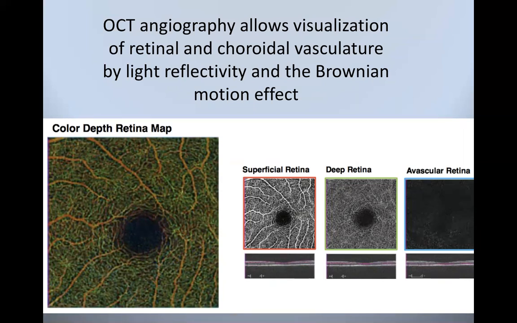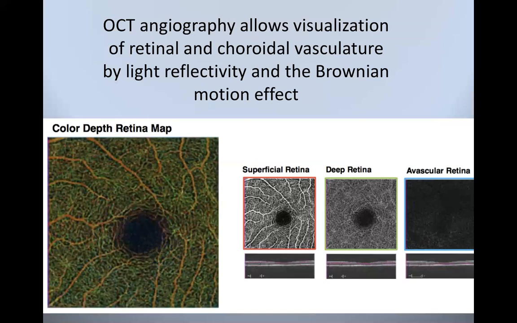But with OCT angiography, because we can take out segmentations, we can look at segmentations of the retinal structure by itself. We can see the deep retinal plexus all by itself. And I'm going to show you how that comes into play later on when we're looking at different retinal diagnoses. On the left-hand side, the color depth retina map is a little confusing because there's color to it.